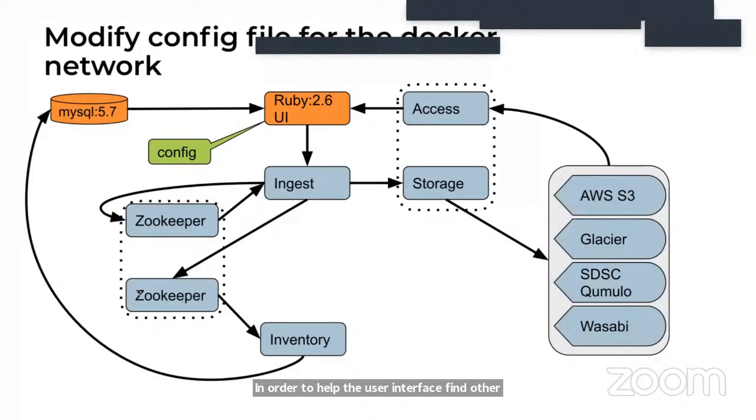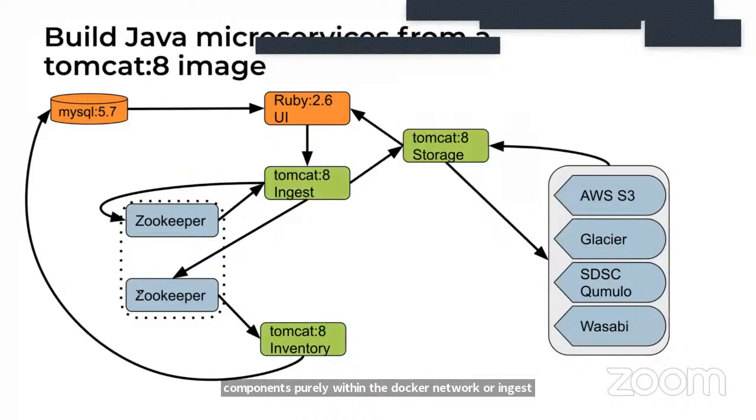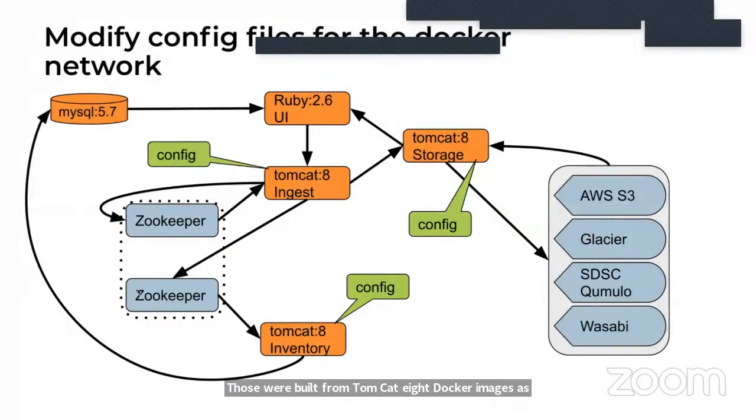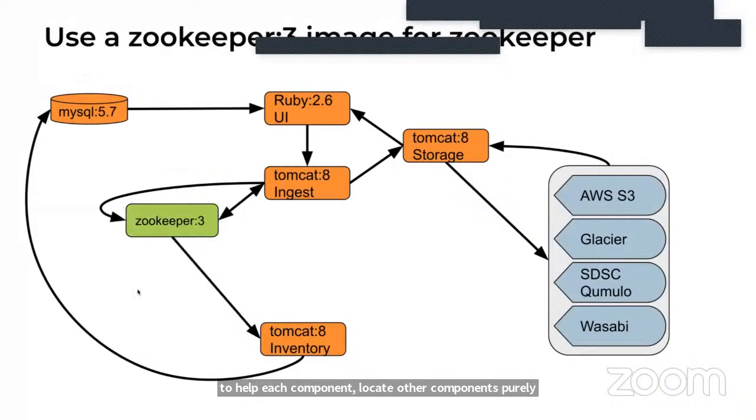Our ingest, storage, and inventory microservices are all each Java-based applications. Those were built from Tomcat 8 Docker images. And as I did with the user interface, each of the configuration files for these components was modified to help each component locate other components purely within the Docker network. For Zookeeper, I built a replacement of that microservice using a Zookeeper 3 Docker image.